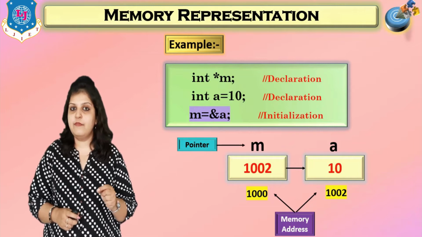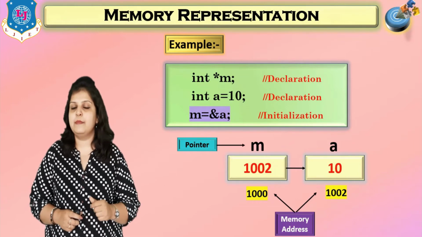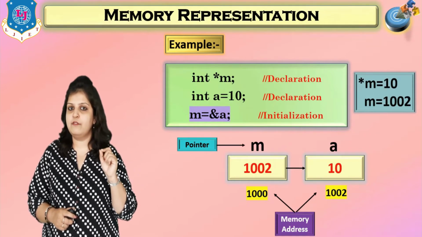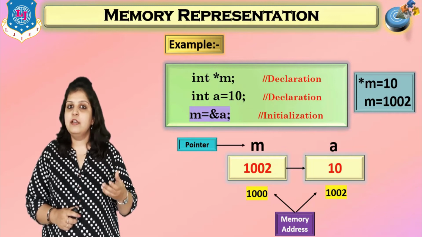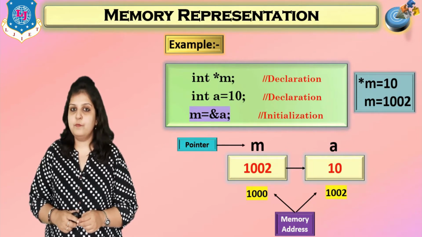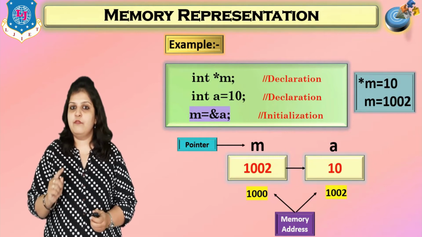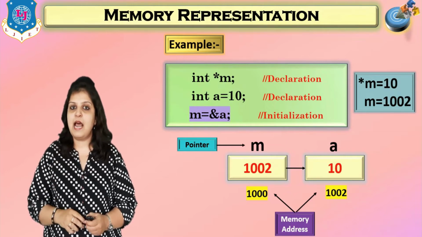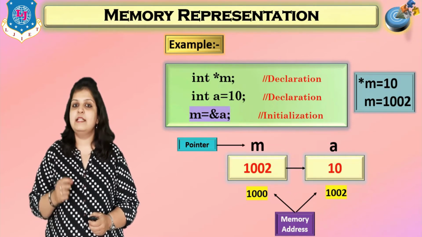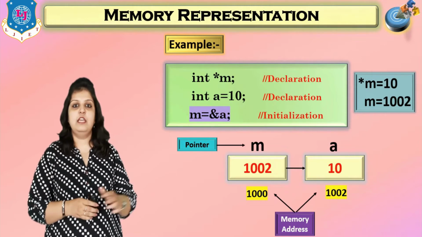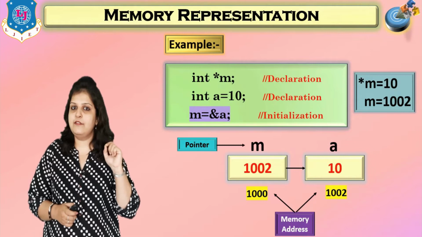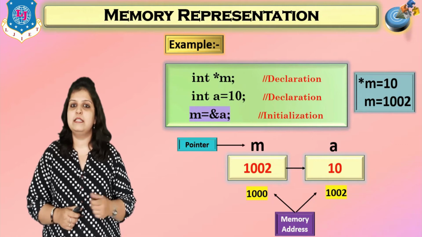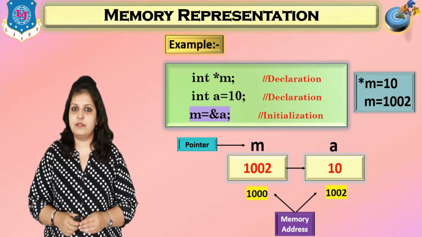When you want to print the value of a variable using your pointer m, then you compulsorily have to write asterisk m, meaning the dereferencing operator, then our pointer name. So when you write asterisk m, you will get the value which is stored at memory location 1002. So asterisk m is equal to 10, and when you want to print the address which is stored in your pointer m, then simply print the value of m. So here you can see that star m is equal to 10 and simple m is equal to 1002. So these two operators are very important for the pointer concept.